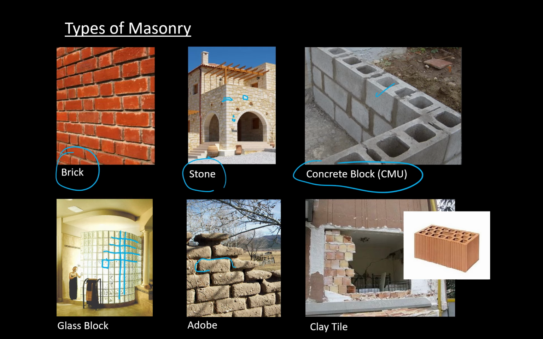Adobe definitely counts as a type of masonry. These are bricks that are made out of mud and straw. Sometimes we call them mud-baked bricks, especially in other parts of the world. And the use of many of these things goes back for centuries or even millennia.